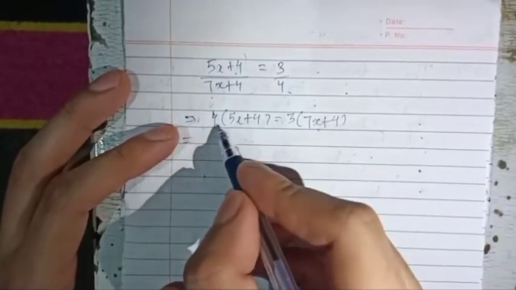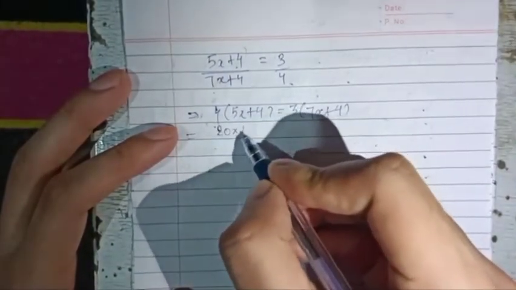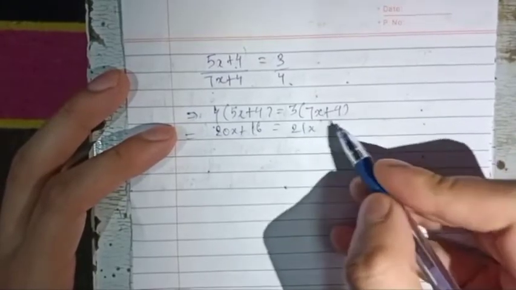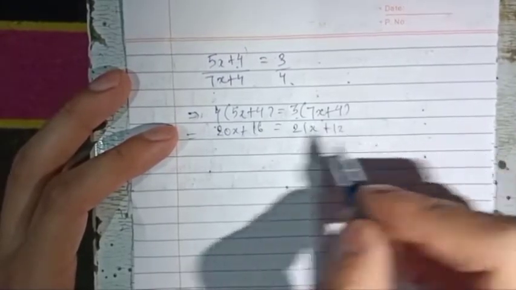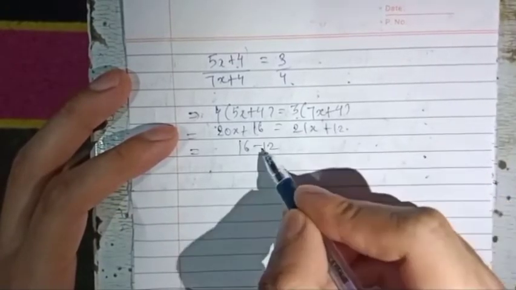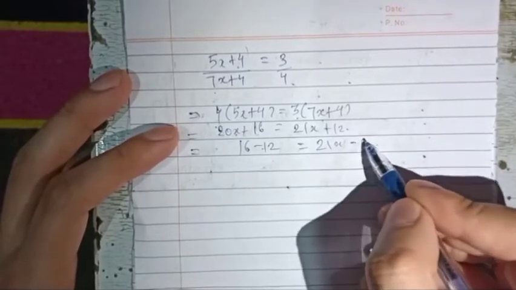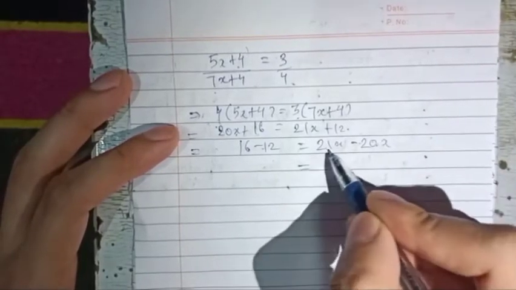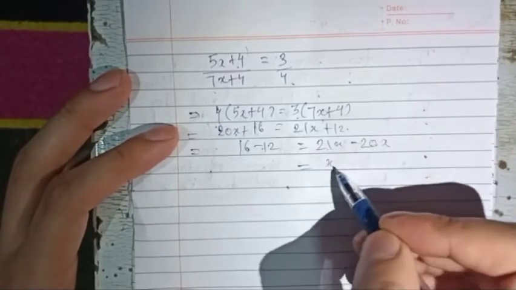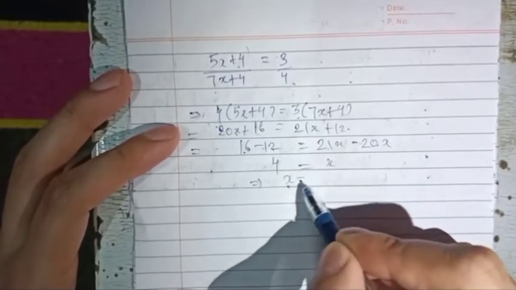So the equation will become 4 multiplied inside the bracket. 4 fives are 20x plus 4 fours are 16, equal to 3 sevens are 21x plus 3 fours are 12. Now 12 will go towards the left hand side, so 16 minus 12, it will become negative, and 21x, then 20x will move towards the right hand side, it will also become negative. 21x minus 20x will become x. 21 minus 20 is 1, so it will become x only. 16 minus 12 is 4, so the value of x is equal to 4.